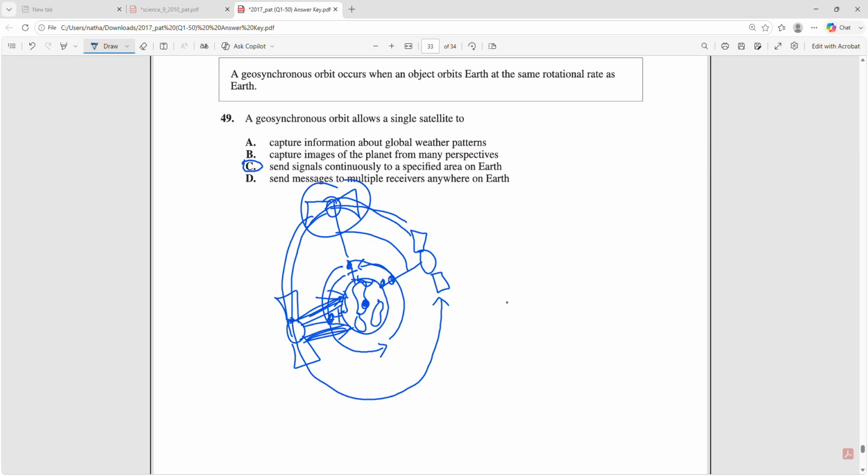Why are the other ones wrong? So, capture information about global weather patterns. Well, to do that, it would need to see all parts of the Earth. So it would be better that it's rotating at a different speed, either faster or slower, so that it's getting a look at different parts of the Earth. But if it's in sync, it's only looking at one side of the Earth, let's say. Okay, so that's no good. Capture images of the planet from many perspectives. Well, we just said that it can't do that because it's actually in the same position with respect to the Earth.